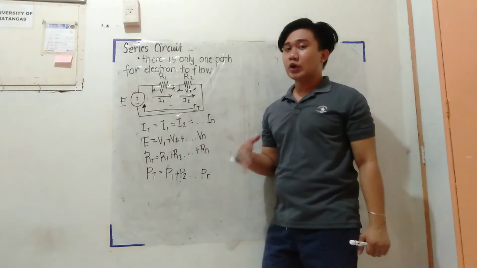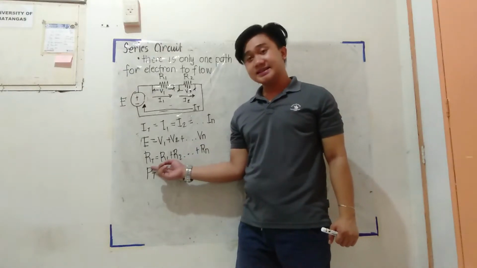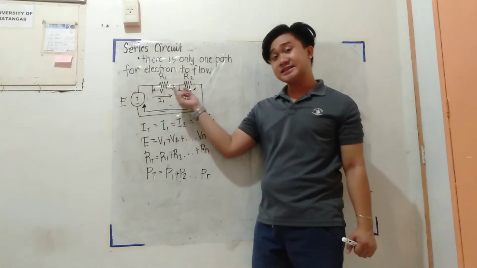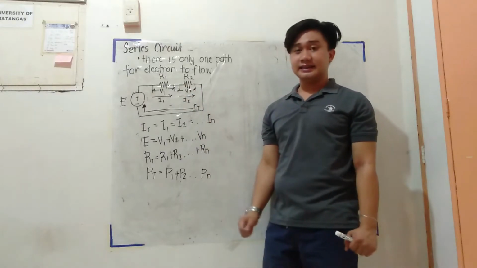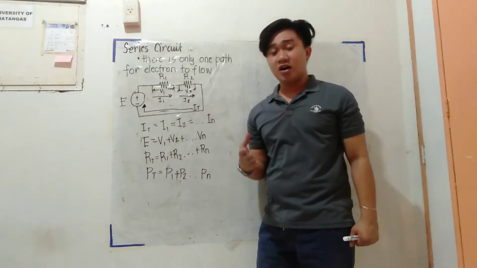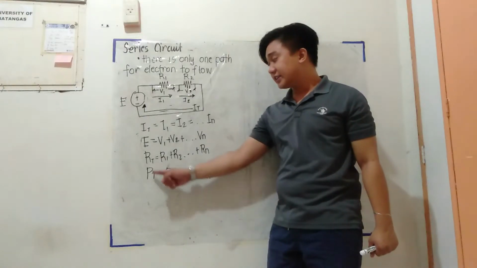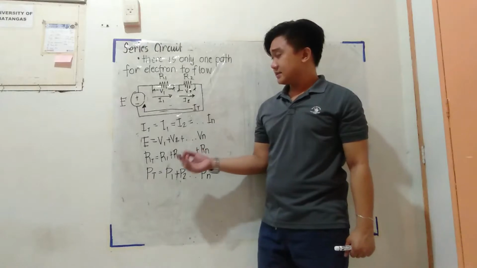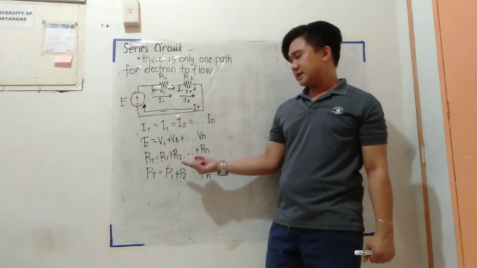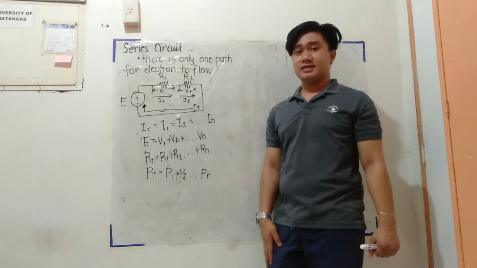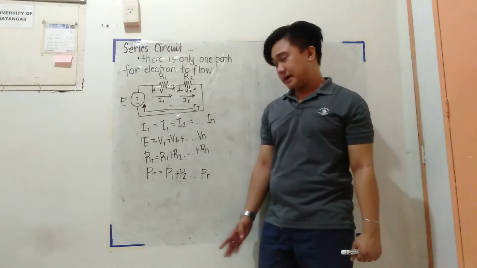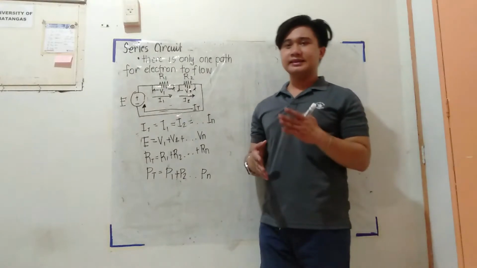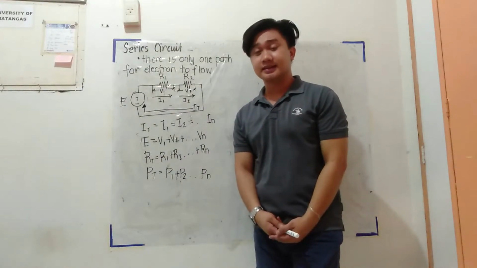Okay, next, talking about total resistance, that is just the sum of the resistances in the circuit. Additive lang. As long as they are in series. Okay? So, RT is equal to R1 plus R2 plus Rn. With regards to power naman, additive lang din po ang power. Okay?